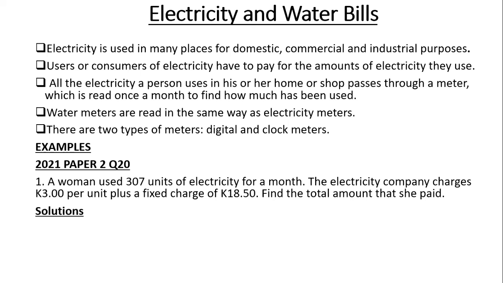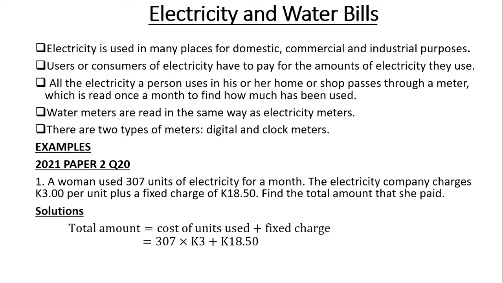So we are going to say total amount equals cost of units used plus fixed charge. So we are going to say 307 times 3 kwacha plus our fixed charge, which was 18 kwacha 15 ngwe. When you multiply 307 times 3, you are going to get 921. So the total amount the woman paid was 939 kwacha 15 ngwe.